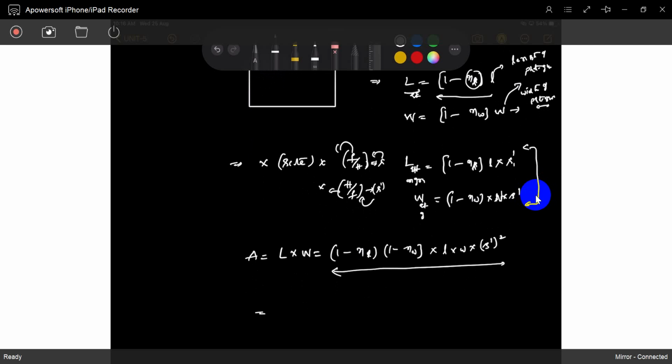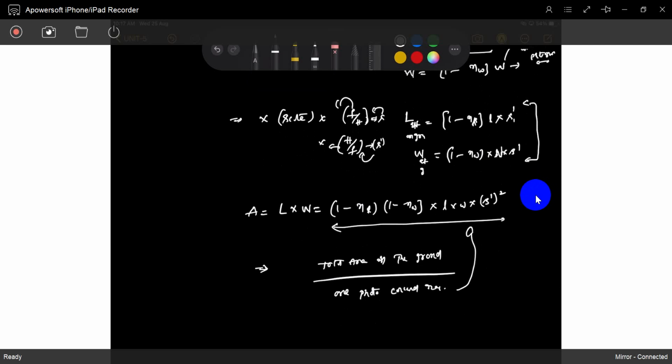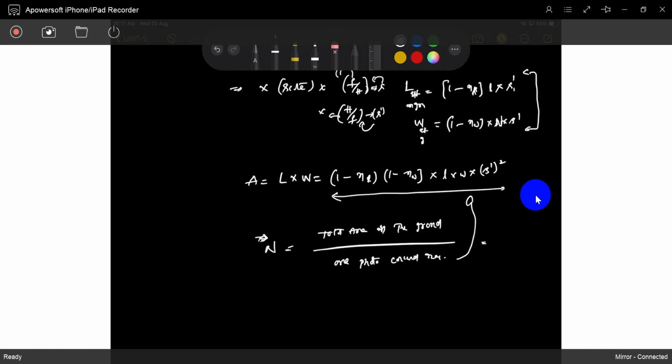So how many photographs are required? So total area on the ground divided by one photo covered area. That's it. Nothing more to discuss. That's the number of photographs we require to gather the details of the ground by the photographs. This much is the number of photographs required, N.